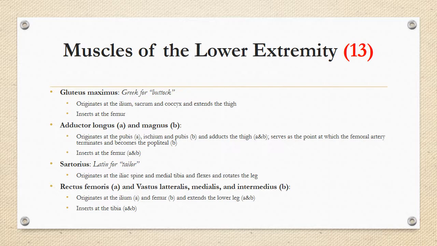The sartorius, which is Latin for tailor, originates at the iliac spine and medial tibia, and it also flexes and rotates the leg. Now we have the rectus femoris, the vastus lateralis, medialis, and intermedius. The rectus femoris originates at the ilium, and the vastus lateralis, medialis, and intermedius originate at the femur. Both of them extend the lower leg and attach at the tibia.